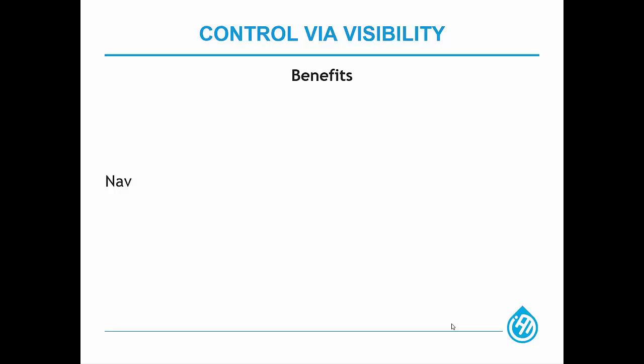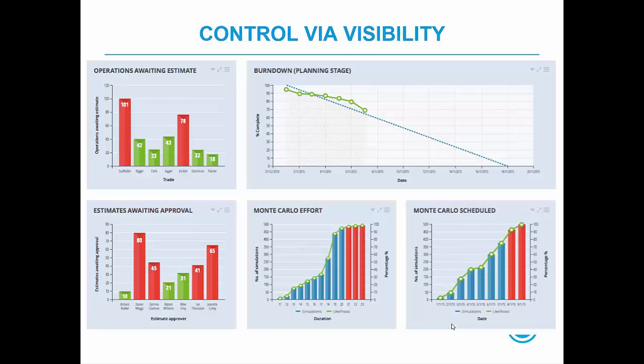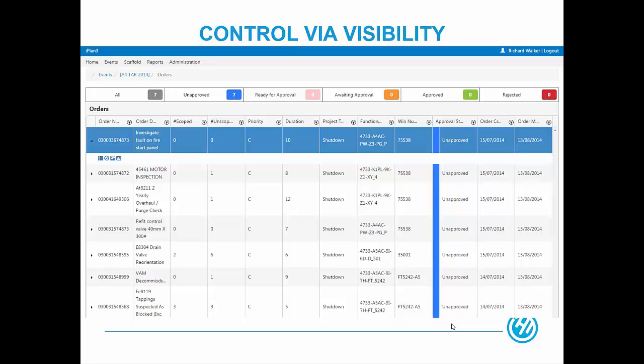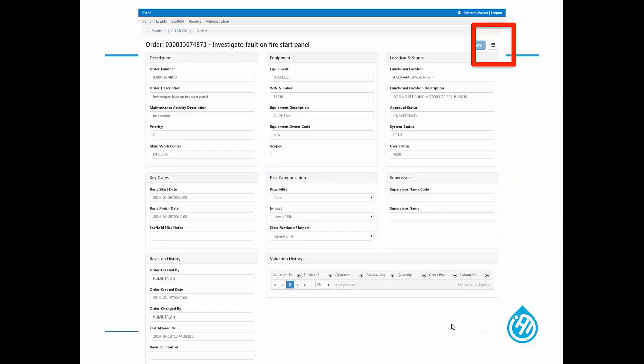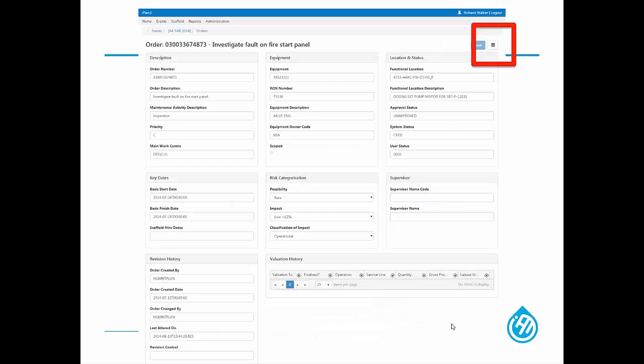From a user interface perspective, dashboards also make it much easier to navigate the underlying software without having to become an expert user. As I will demonstrate here, we are able to click on the graph showing all activities that are still requiring estimation. We can then see those in a tabular format. I can then pick a single activity and drill down further into the details for that particular activity, and then click and see any attachments for that particular activity. So here is the work pack for completing that activity. I can then go back up and out of this system, back up to the dashboard.